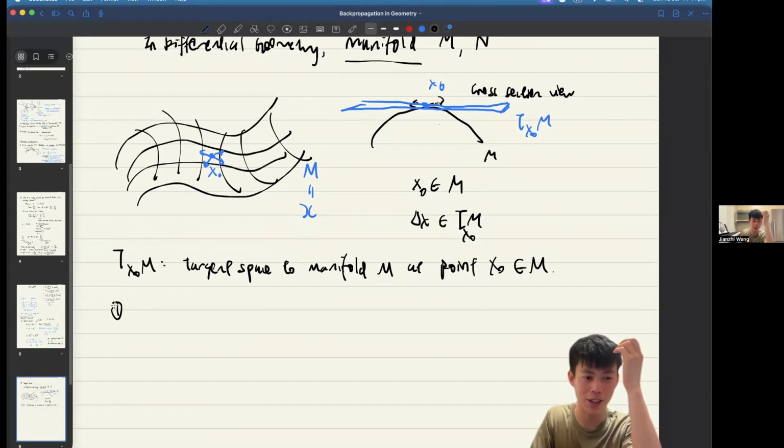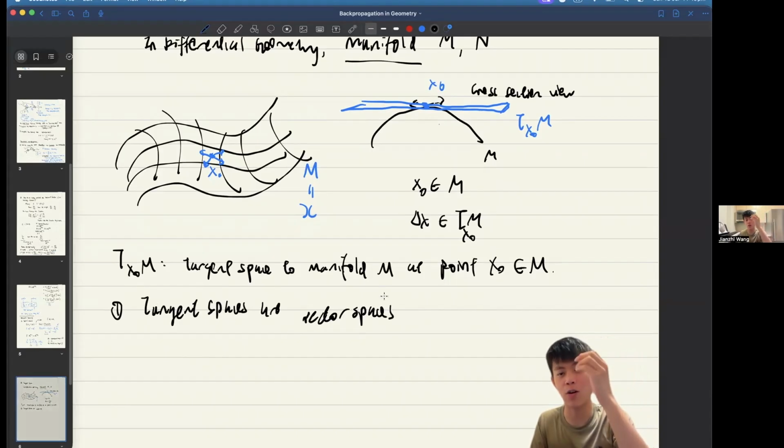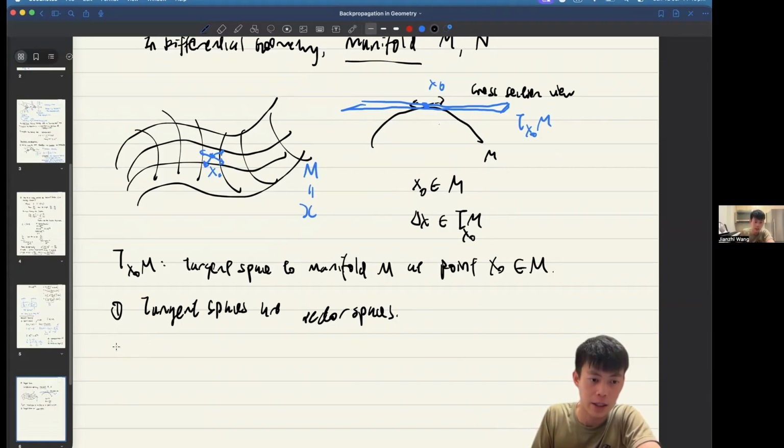One thing I want to note here is that tangent spaces are vector spaces. I hope that this is obvious and you don't need me to prove it concretely. This is because if you have x as a tangent vector, c times x is also a tangent vector, right? Tangent to the manifold at that point. If you have two tangent vectors, the sum of them should also be a tangent.